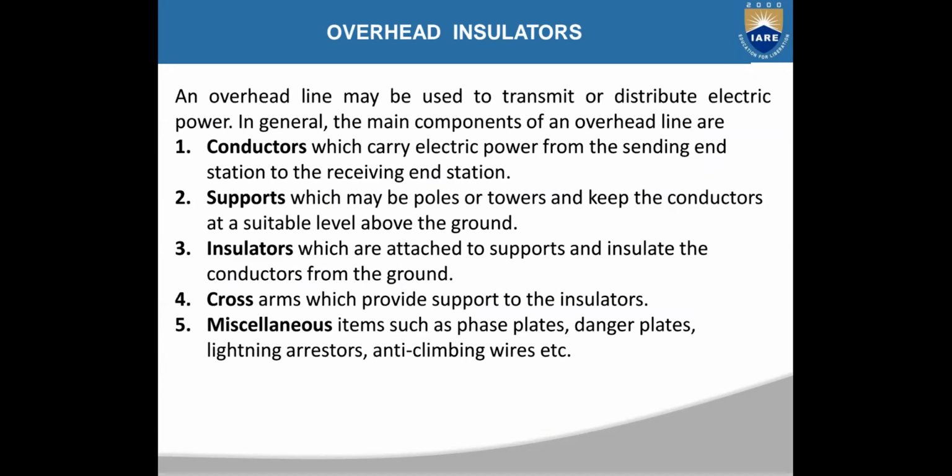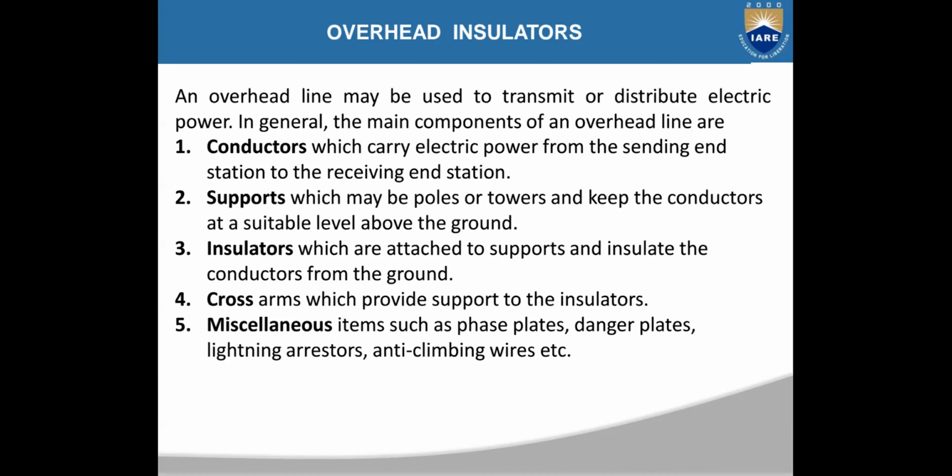The different components observed on an overhead transmission line are conductors, supports, insulators, cross arms, and some miscellaneous items. So what is a conductor? What is the purpose of conductors? Conductors are the main components in an overhead transmission line. They transmit the electrical power from one place to the other, from the sending station to the receiving station, or from the substation to the consumers. So conductors play a very important role in transmitting electrical power.